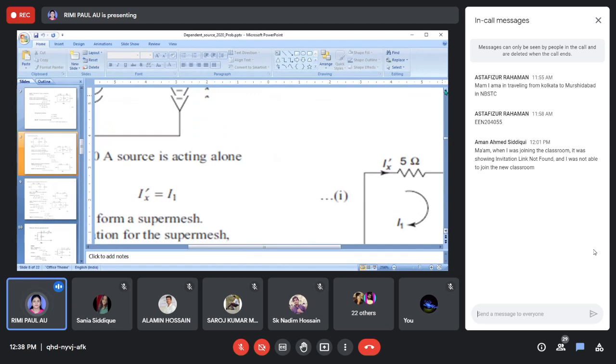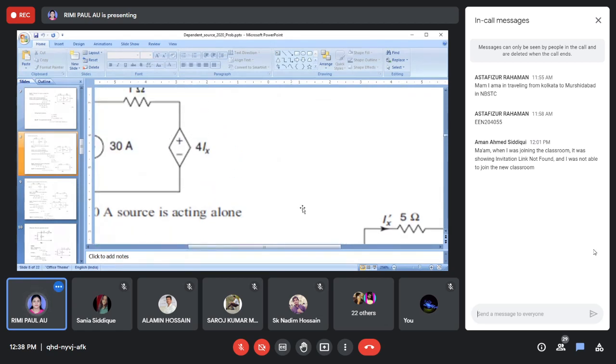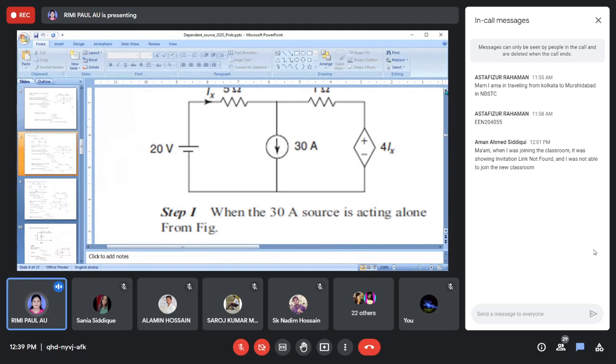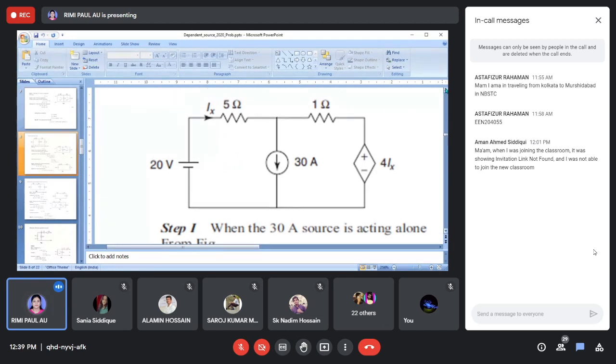Solve this problem. Take this problem and apply superposition theorem. Zone 1, I need your response. And zone 3 also.